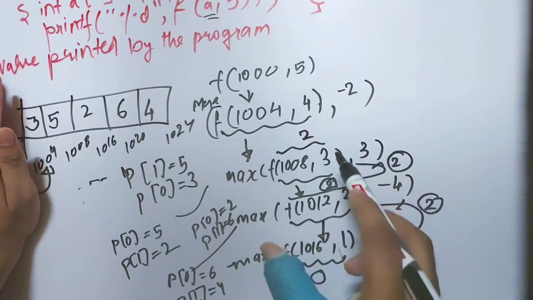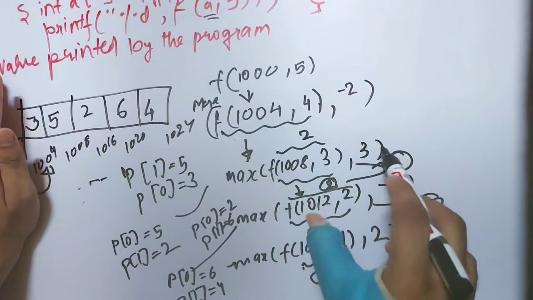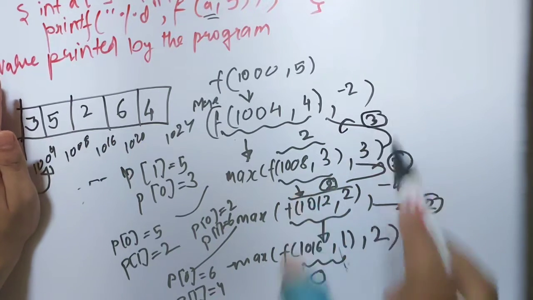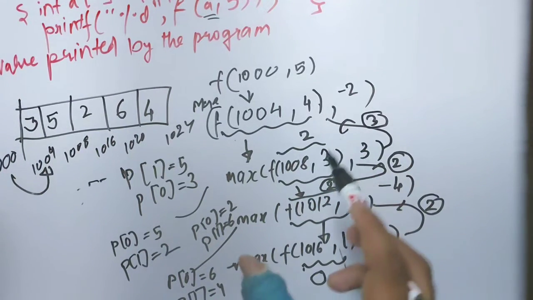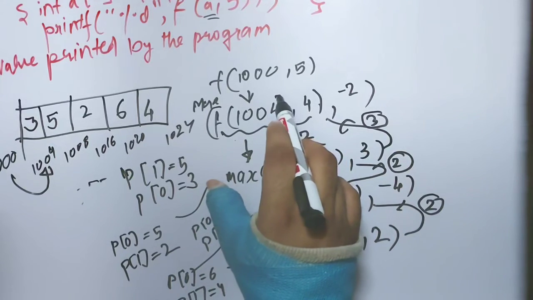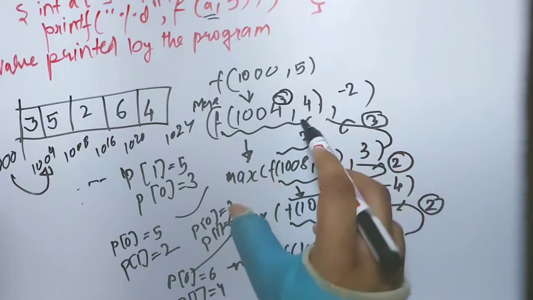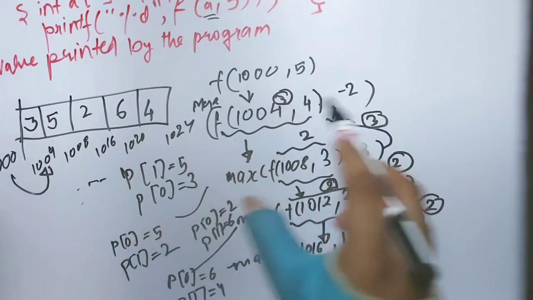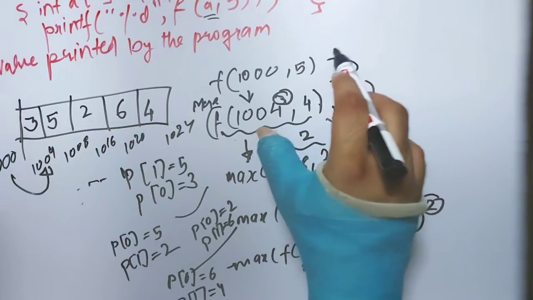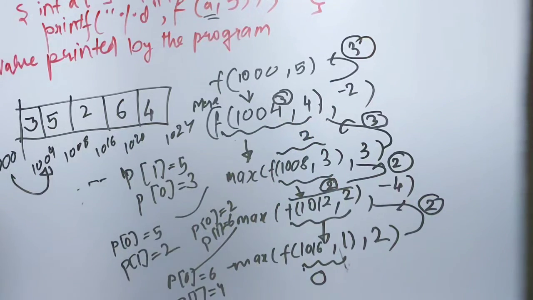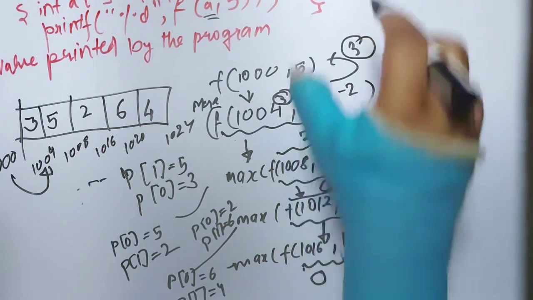Okay, and now max of 2 comma 3 is 3, so the value 3 is returned by this max. This is 3. Okay, and this is minus 2, and when we calculate its max value, the max is 3, so the value returned by the function is 3. So the answer to this question is 3.